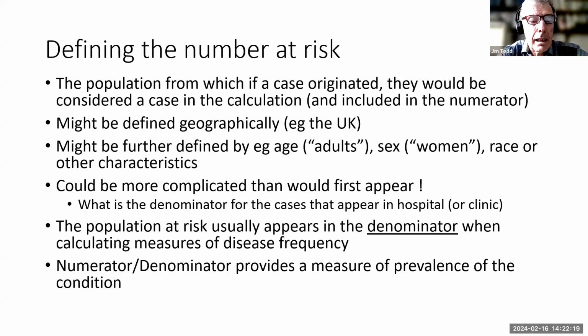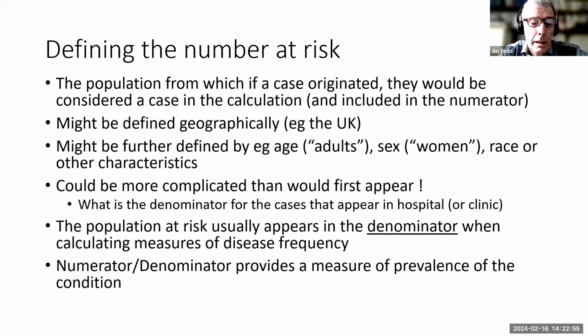And of course, this can be a little bit more complicated than it would first appear, because although we might define the denominator as people who come to the hospital from a particular population that it serves, there may be people who come to that hospital who don't belong to that population, who are visitors, who come from further away and who don't appear in the population served by that hospital. And the question then is, do we include them or do we exclude them from our research?